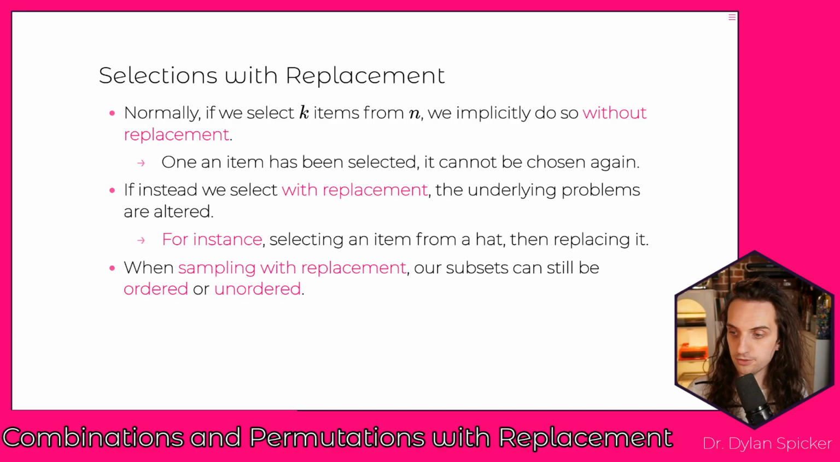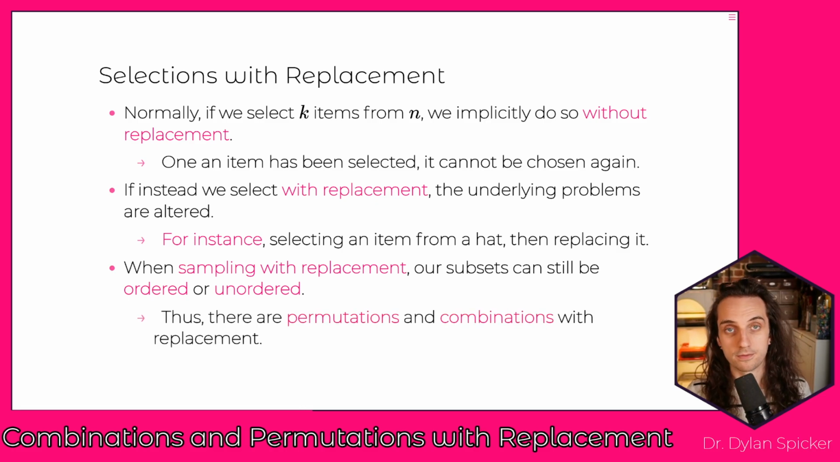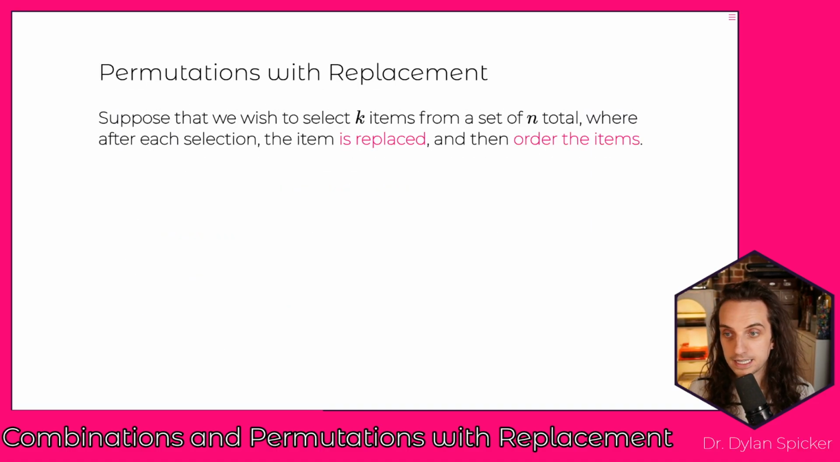If we're sampling with replacement, we can still be thinking about this as being ordered or unordered, so we'll still have combinations or permutations, but the totals for both of them are going to change. So we have permutations with replacement and combinations with replacement. Now, permutations with replacement are actually a quite simpler approach than even permutations by themselves.